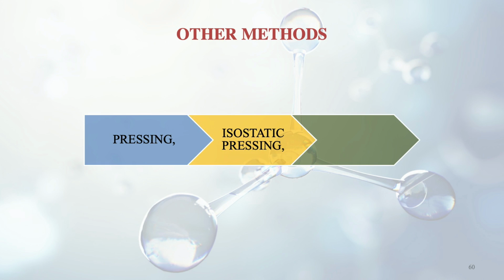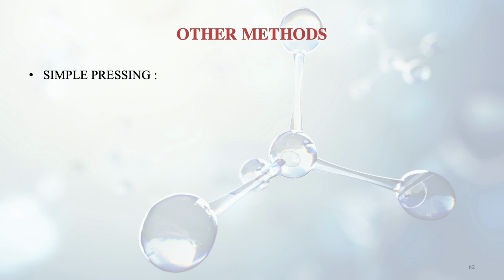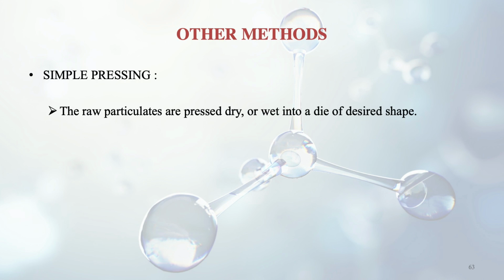So there are other methods of production also. Some of these are listed here. The first one is pressing, then isostatic pressing, and then the final one is hot pressing. So in simple pressing, what happens here? The raw particulates are pressed dry or wet into a die of the desired shape. This is the process applied.